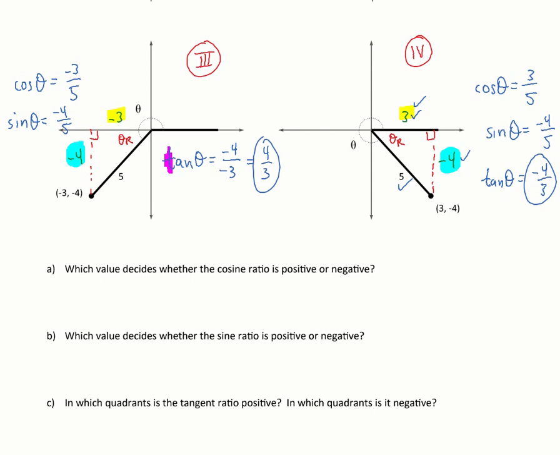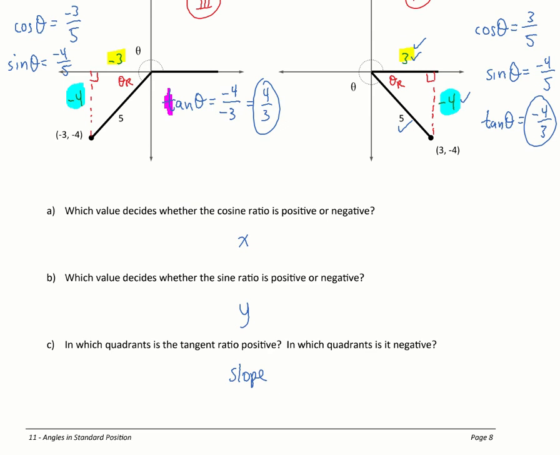So what value decides whether the cosine ratio is positive or negative? X. Which value affects the sine ratio? Y. And tan? Slope. Let's just answer the question. In which quadrants is the tan ratio positive? Quadrants 1 and 3. And where is it negative? In 2 and 4.